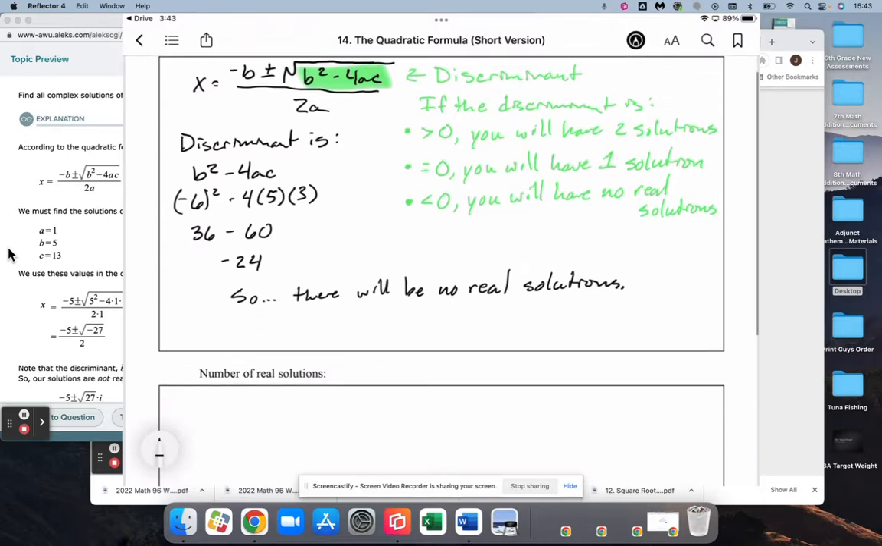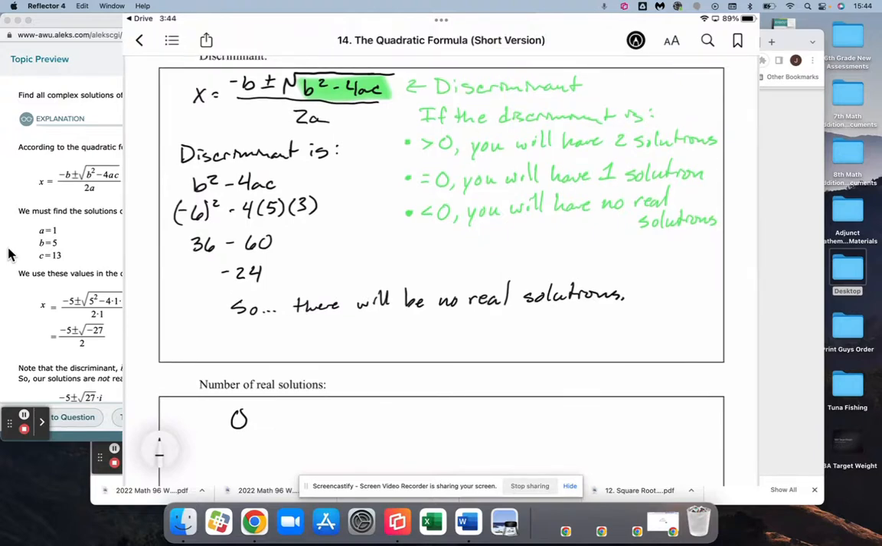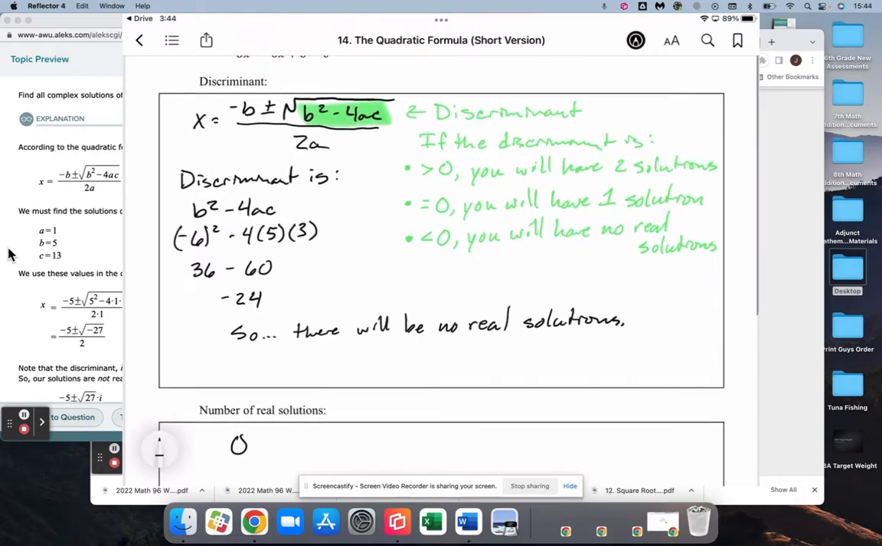And so the number of real solutions is 0. So again, we're not looking for what the solutions are in this particular problem. We're just learning that we can use the discriminant to determine how many real solutions we would have if we were to solve that quadratic.